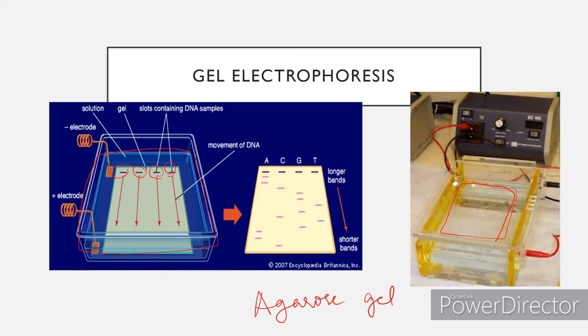And now this is a negative electrode. DNA is negatively charged, so it has to be loaded somewhere here. And this positive electrode is nothing but the anode, which is positively charged. So DNA moves from the negative charge to the positive charge. Okay.